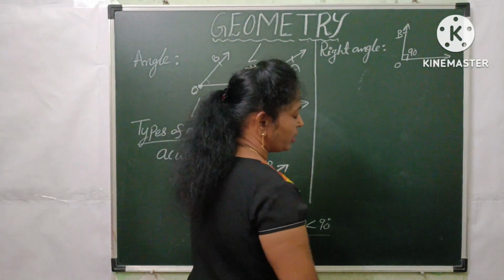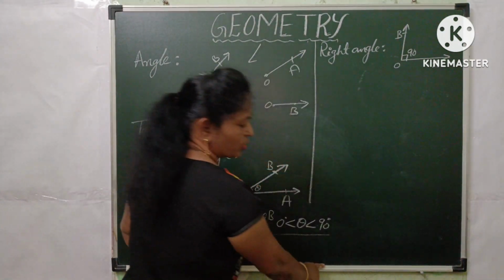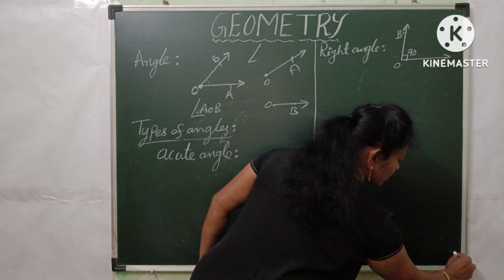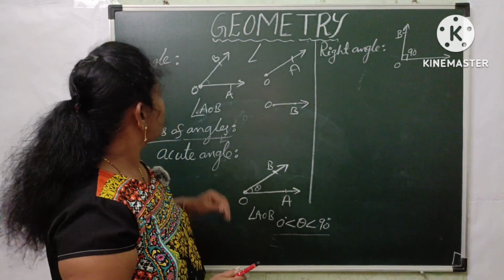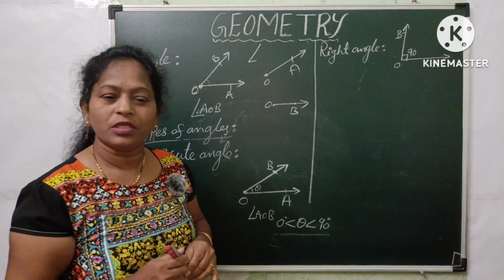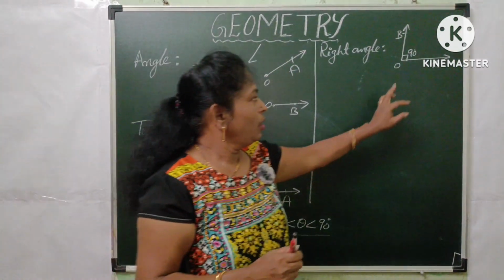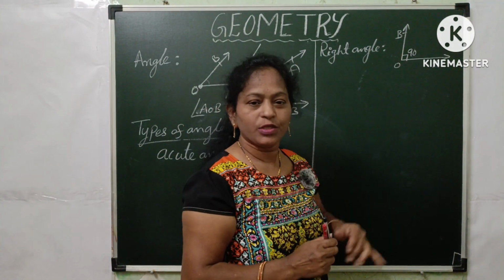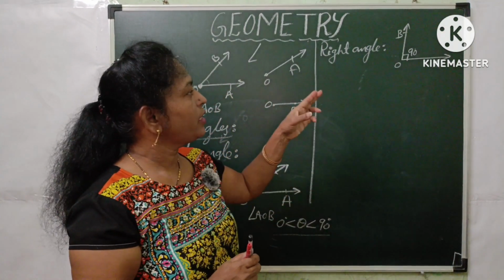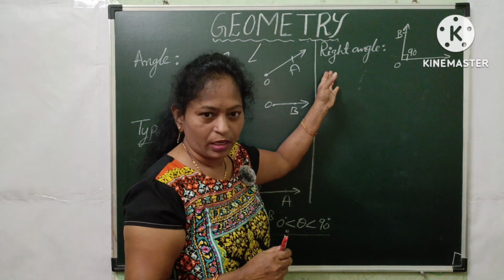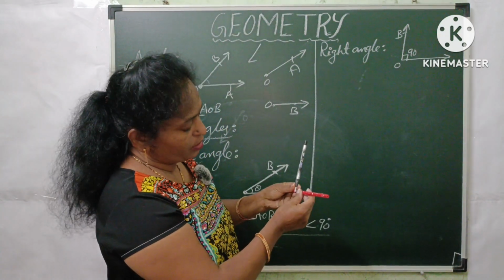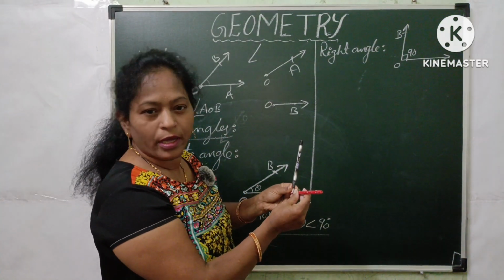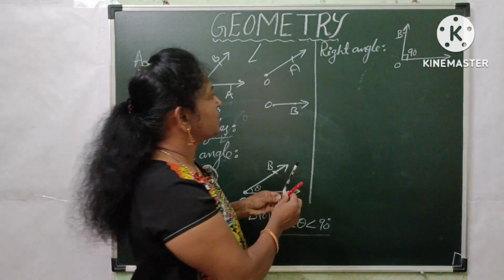And also observe here the edges of the boards. It forms 90 degrees, yes or no? Edges of the walls, yes or no? And windows. These are all forming 90 degrees only. A 90 degrees angle is called a right angle, meaning the initial ray and the terminal ray are both in perpendicular direction. Right. Next one.